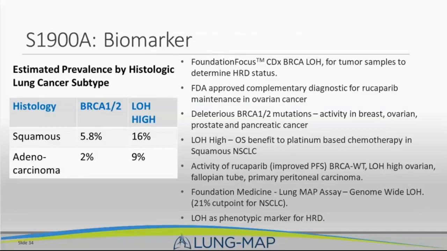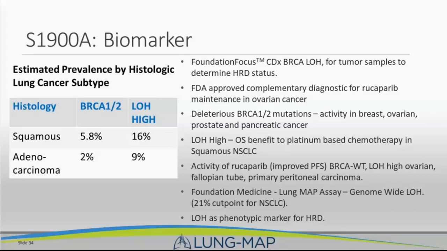So a little bit more about the biomarker. The estimated prevalence for BRCA1, 2 in squamous and adenocarcinoma are listed below, 5.8 and 2% respectively. And we selected the ones that we knew were most likely to be deleterious to enrich for patients that are most likely to respond. And LOH high, loss of heterozygosity high, is present in 16% in squamous non-small cell lung cancer, and 9% of adenocarcinoma. LOH high has been shown to confer an overall survival benefit in retrospective analysis to platinum-based chemotherapy. And it was approved as a complementary biomarker for rucaparib in LOH high ovarian, fallopian tube, and primary peritoneal carcinoma based on improved PFS that was even observed in BRCA wild type patients with these tumors.